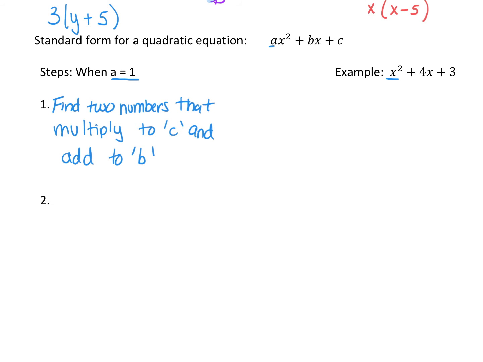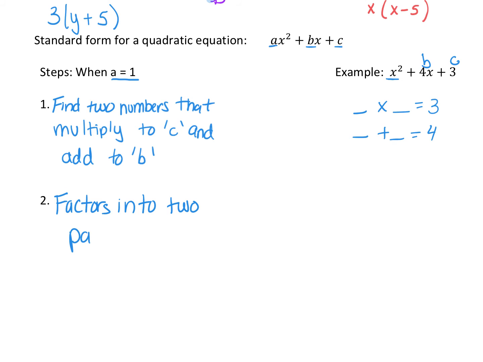So what does that mean? If I look, I have a, b, and c. So my c value is my 3. So I'm looking for two numbers that multiply to 3, but then add to my b, so add to 4. And then once I figure out those two numbers, I'm going to write the factors into two parentheses. So basically I'm unfoiling this. So if I think about x squared, well, x squared would be x times x, and that's the only way I could really get x squared.